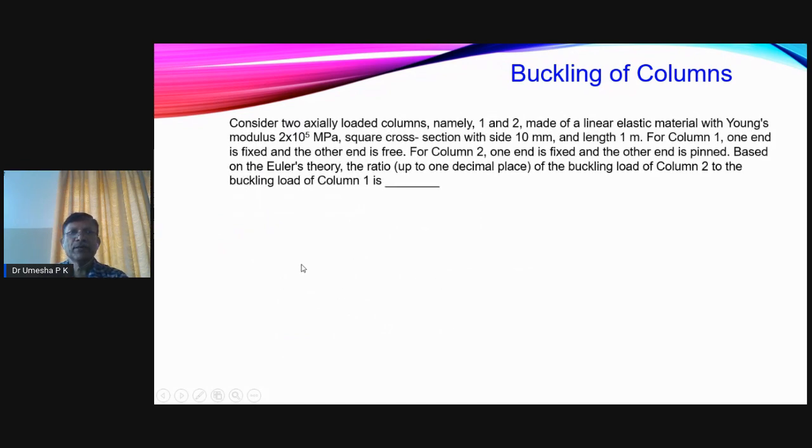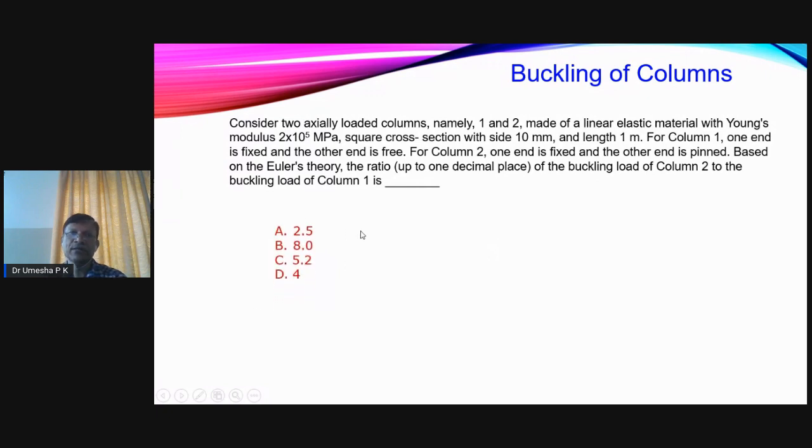So we'll take another example. Consider two axially loaded columns, namely 1 and 2, made of linear elastic material with Young's modulus 2 × 10⁵ MPa, square cross-section with side 10 mm and length 1 meter. For column 1, one end is fixed and the other end free, and for column 2, one end is fixed and the other end is pinned. Based on Euler theory, the ratio of the buckling load of column 2 to the buckling load of column 1 is? Column 2 is fixed at one end and pinned at the other.